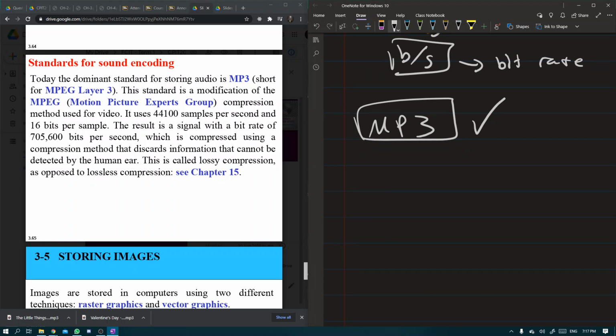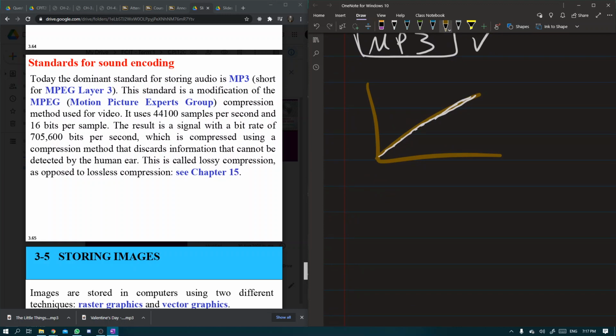So for example, if you had a line, you wouldn't store every single point over here. You would just store a representation of it, or an easier way of representing the line. So it might be almost a straight line, but maybe it's a little jagged, but you could approximate it. So this approximation is called lossy compression.